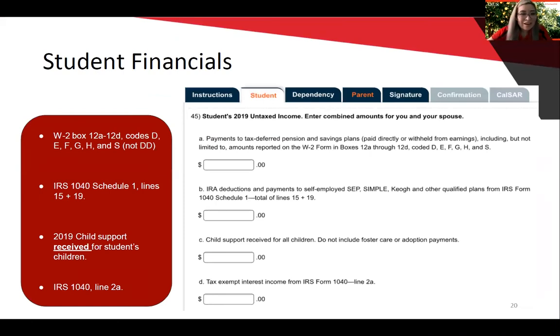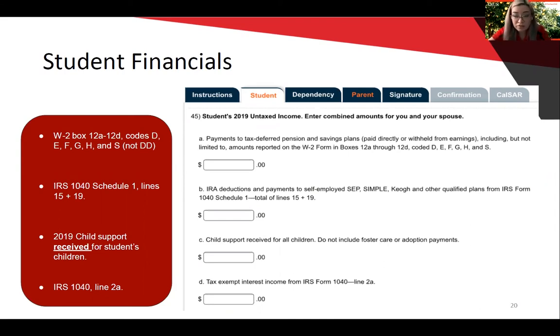Thank you. So under this section, let's see, payments. We're going to be looking at payments to tax-deferred pension and savings plans. This may be withheld from earnings. In this scenario, you want to look at your W-2s if you're unsure how much you made in payments to tax-deferred pension or savings plans.